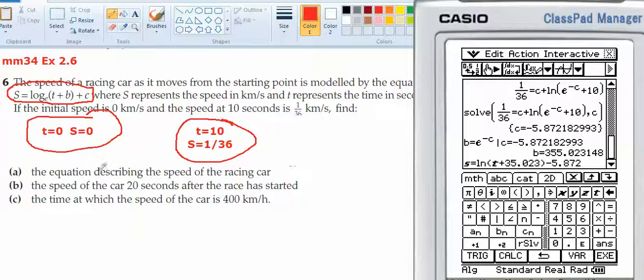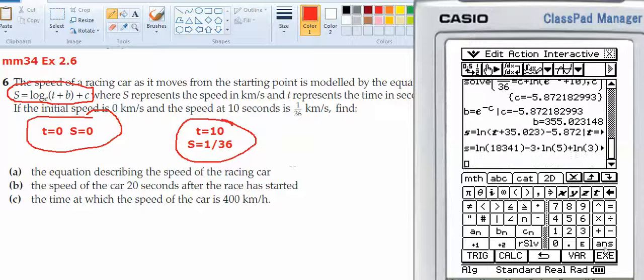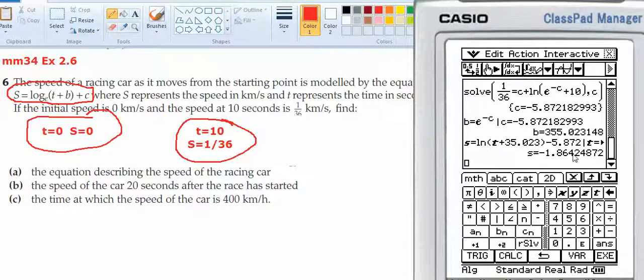So that's my equation. Find the speed of the car 20 seconds after the race has started. So option given t equals 20. That tells me that the speed of the car is negative 1.864 kilometres per second.